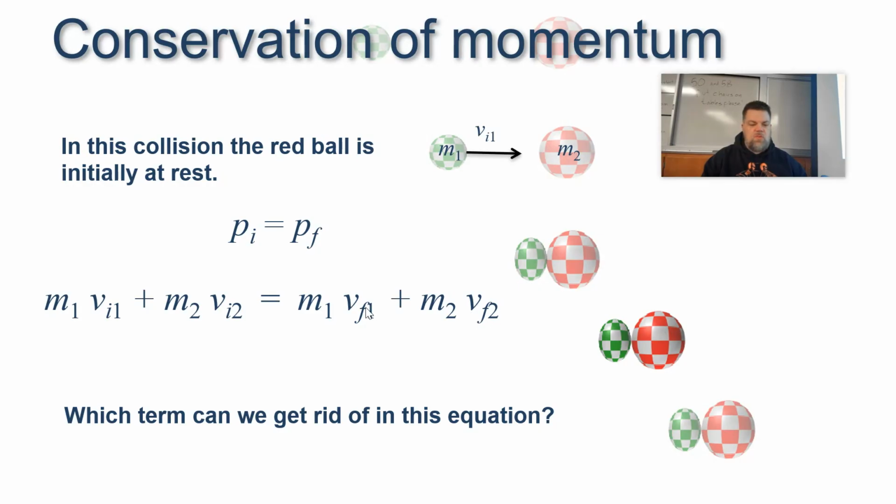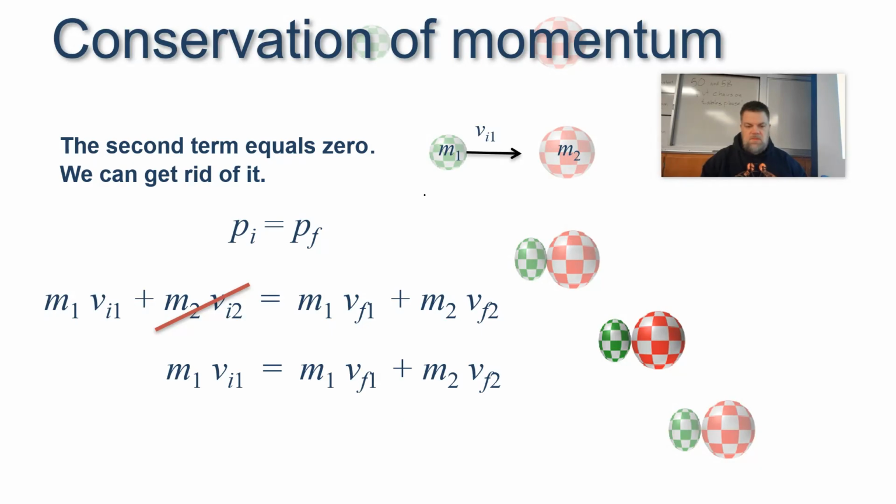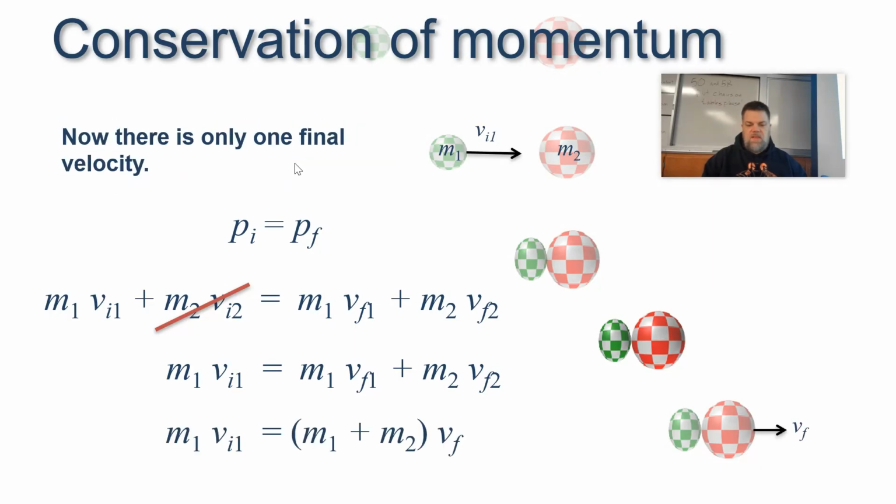And then it says, which term can we get rid of in this equation? Well, at the end, you're going to get rid of m2 because the initial velocity of 2 is equal to 0. It's not moving. You see how the green one moves in and the red one kind of sits still? So 0 times the mass is just going to be 0, right? And then over here, they have the same final velocity, like I said, because they're both traveling at the same velocity. So then you just add up their masses and then go from there, okay?